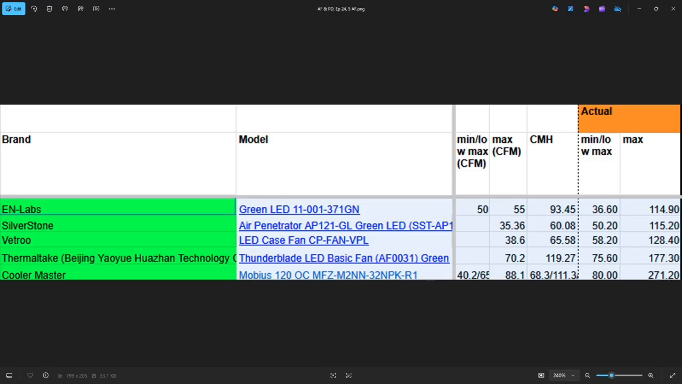The Thermaltake at 177.3. Now we're getting to the point in the numbers where the numbers are getting distorted. With those first three fans, those numbers are probably fairly accurate, but I can't guarantee that. Then finally, the Thermaltake is a good fan, but it can't beat the Cooler Master OC at 271.2. So did you get that one correct? For those of you who are familiar with fans, you probably realized that this would be the one.